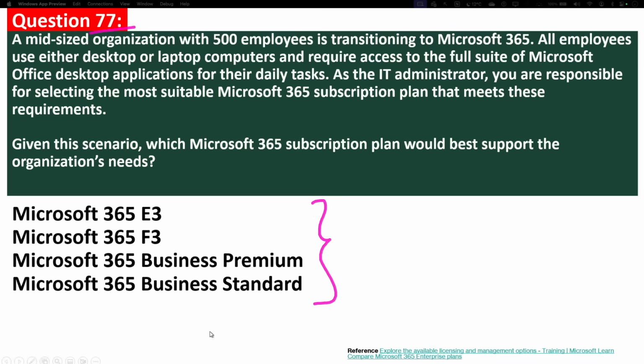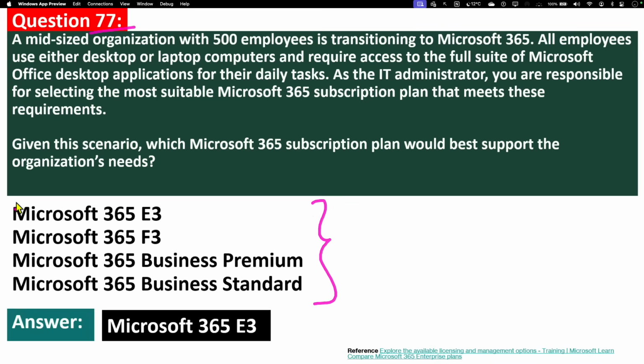Let's review the options first, see if you can guess the right answer. The correct answer is Microsoft 365 E3. Microsoft 365 Enterprise E3 is suitable for organizations with more than 300 employees and includes desktop Office applications. This is a solution designed for businesses which includes productivity and security.